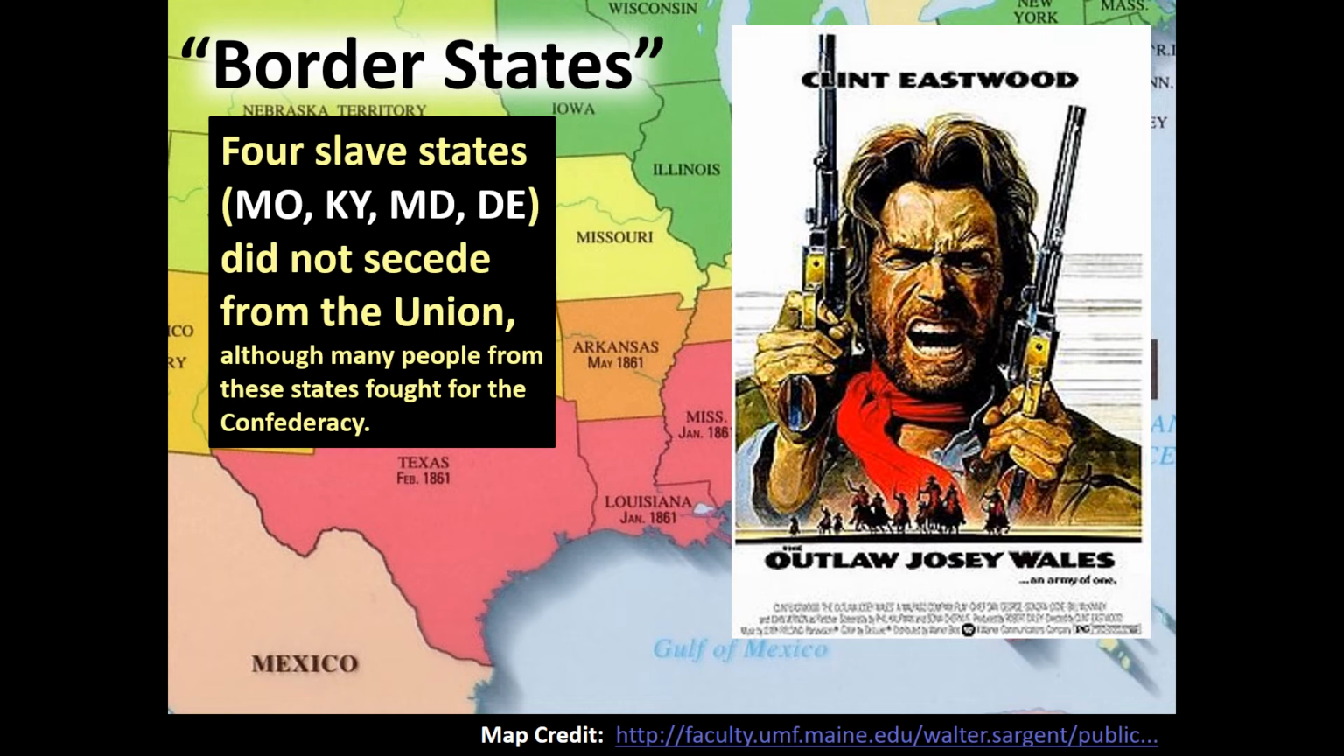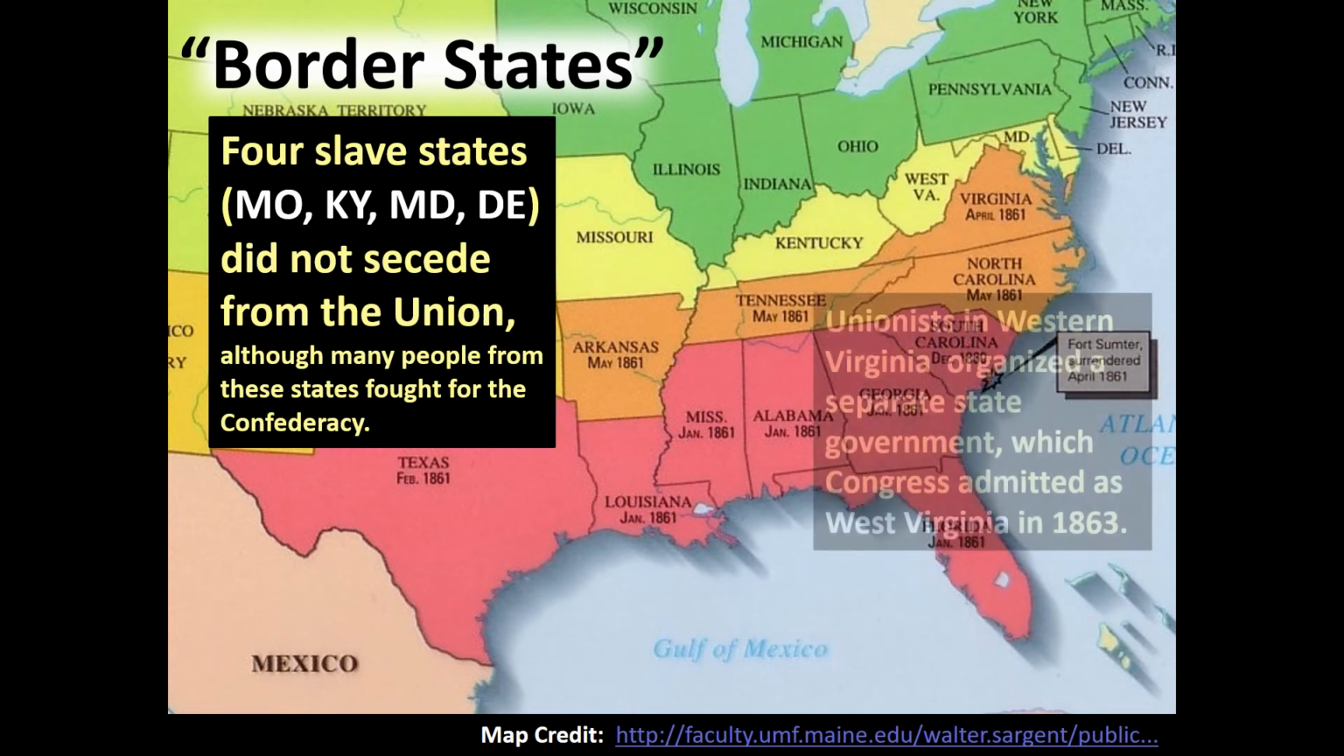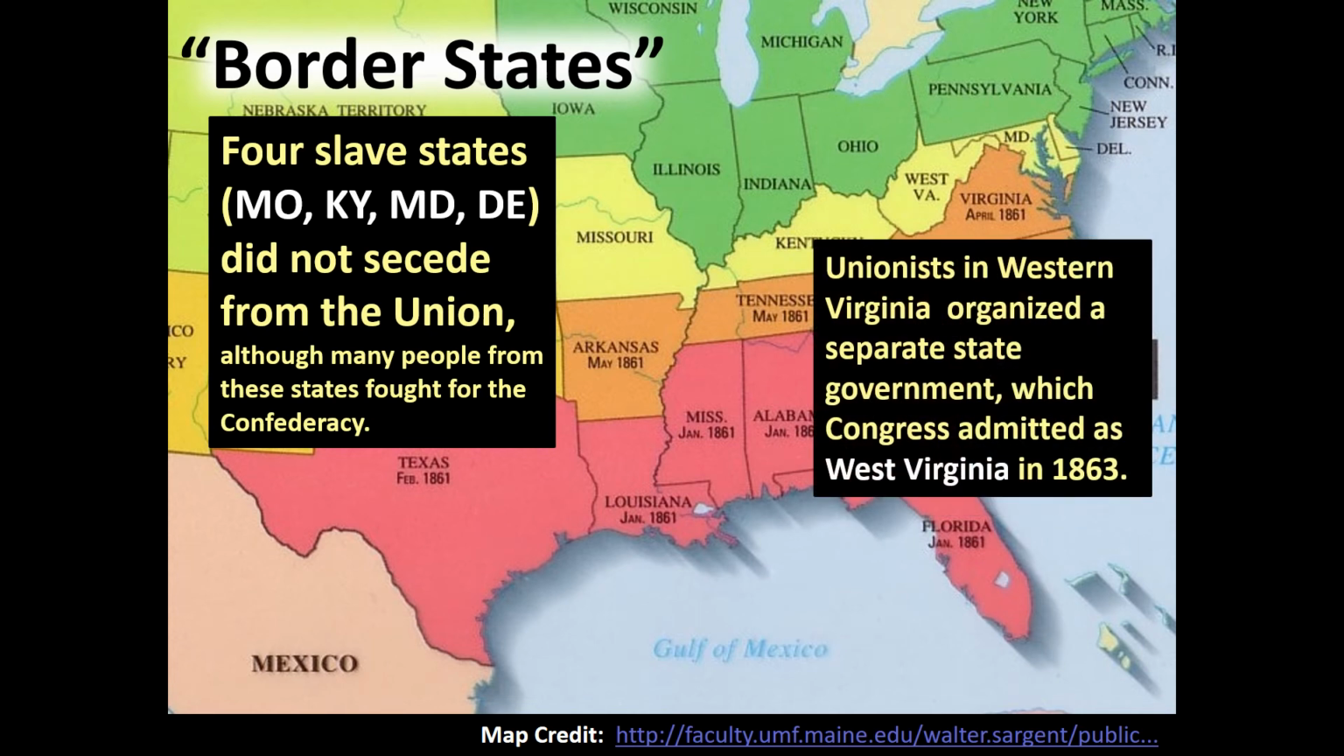West Virginia doesn't want to be part of it, and that's part of that movie. And the Unionists in Western Virginia organize, they get this border here, and they declare themselves to be separate from Virginia and will become a state.